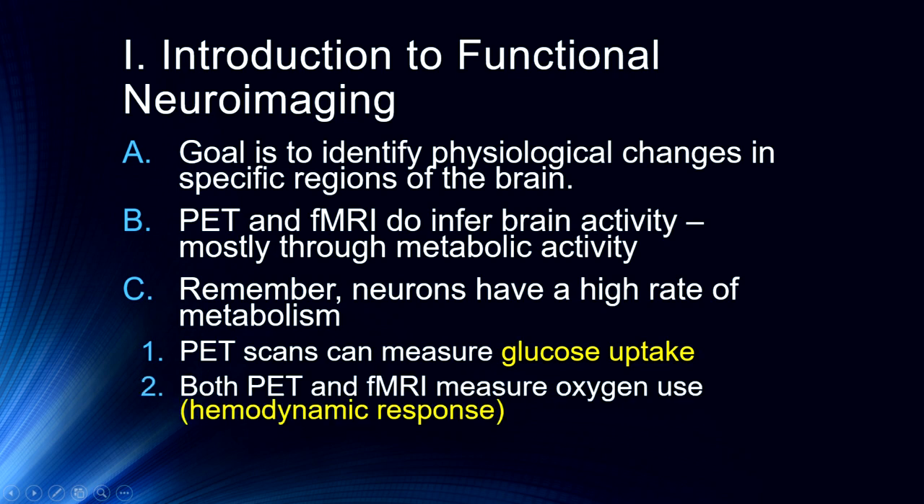Both PET and fMRI measure oxygen use, and we call this the hemodynamic response. And remember, one of the major functions of blood is to carry oxygen to tissues, particularly the brain. It uses 20% of blood volume. Hemoglobin, which is what carries oxygen to tissues, either has oxygen, in which case it's oxygenated hemoglobin, or it does not, which is deoxygenated hemoglobin. These two techniques measure that hemodynamic response in different ways. But essentially, it's that use of oxygen that allows us to infer where the brain might be busy at any given time.